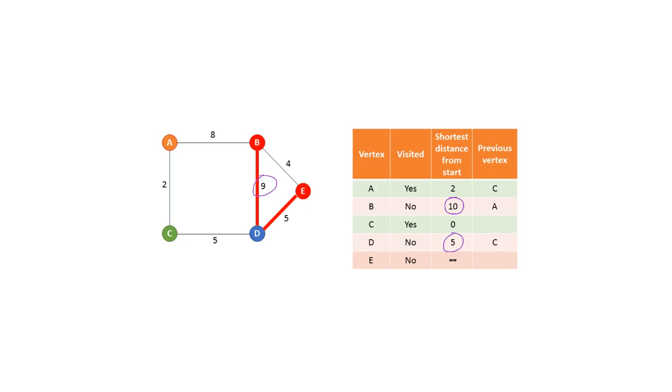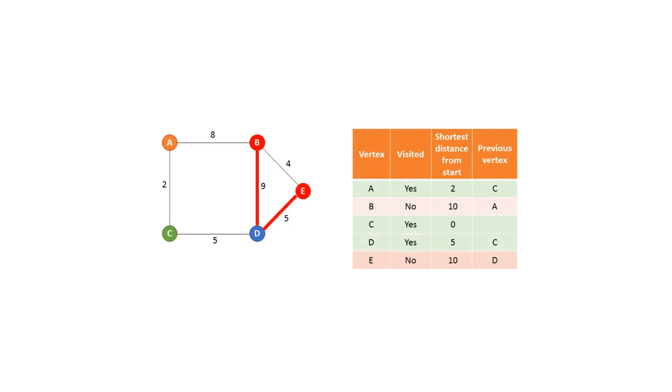So the next node that we're going to look at then is E, and we're calculating E to D is 5, plus D's distance to the start, which is 5, so that's 10. So we consider whether infinity is more than 10. Well, it is. 10 is less than infinity, so we can update the shortest distance from the start for E to 10 and record the previous vertex as D.